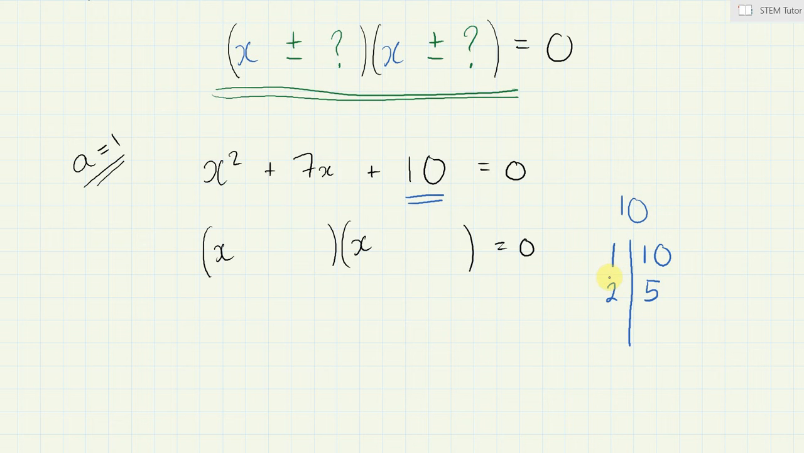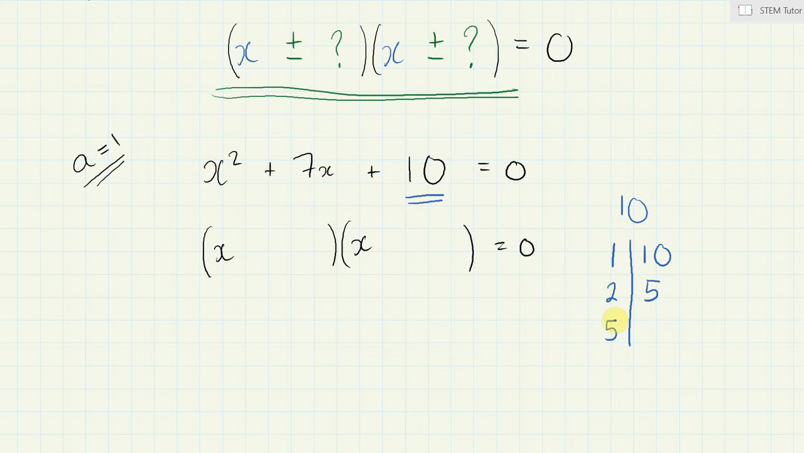And we keep moving forward if you're unsure on the actual factors of the number itself. So next would be 3. Well, 3 doesn't go into 10 because it leaves a remainder. Next possible number is 4. 4 doesn't go into 10 because again it leaves a remainder, this time of 2. 5, well 5 does go into 10 2 times. So you write down 5.